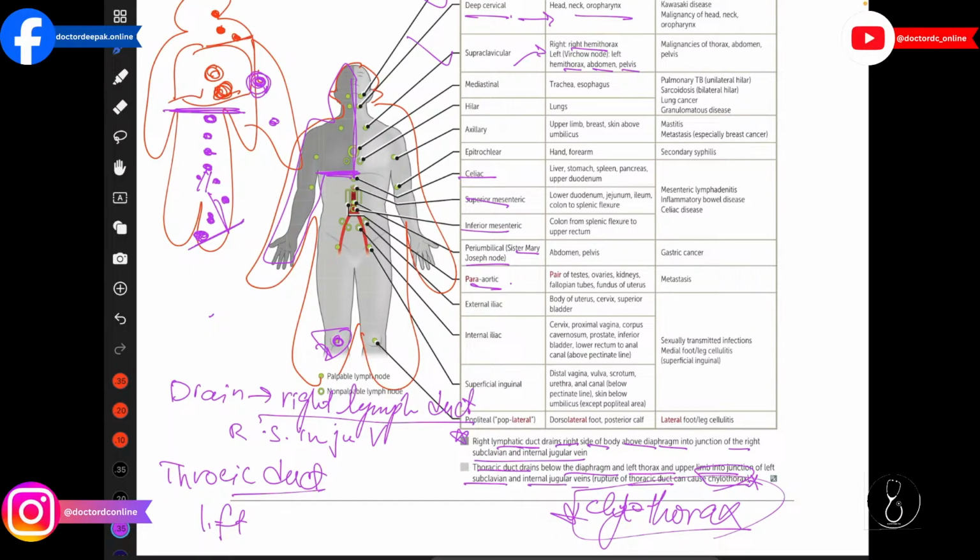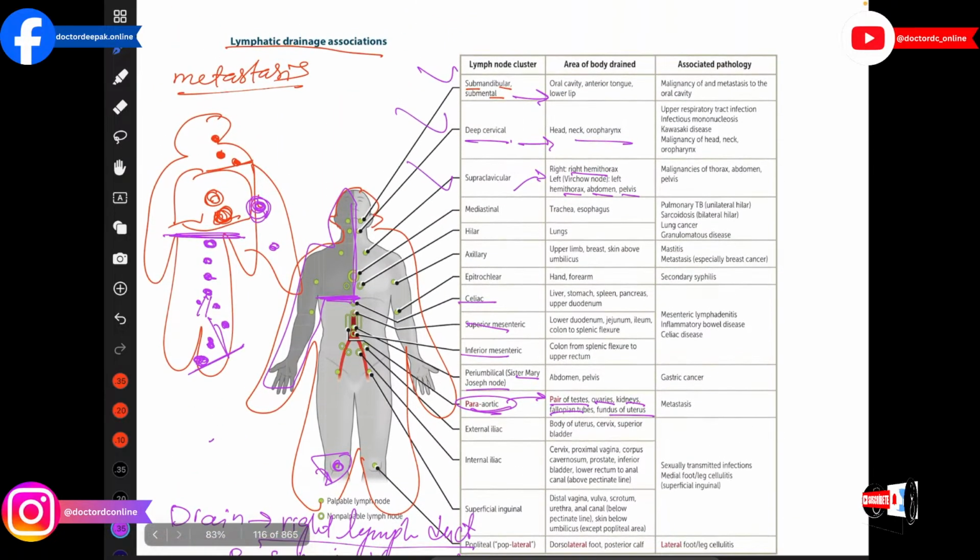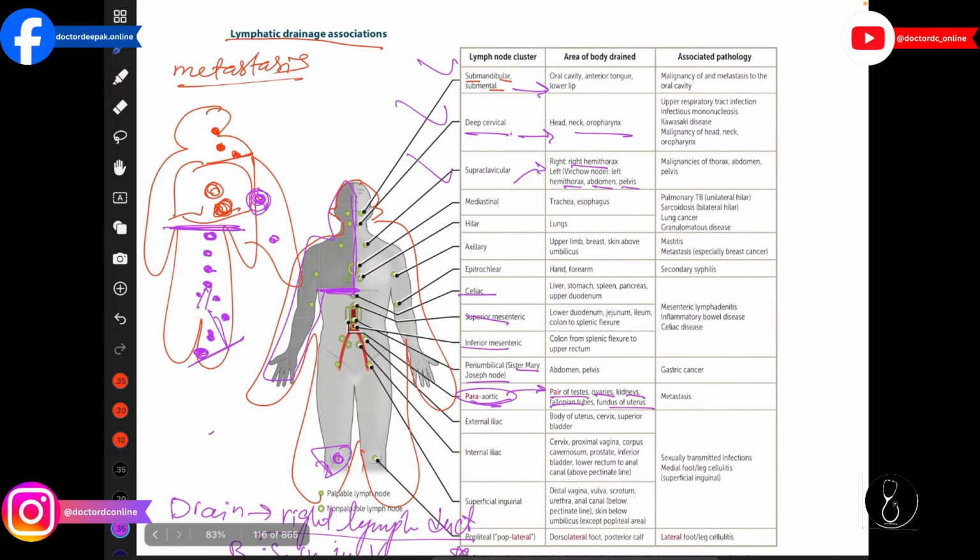And this is important, like the para-aortic nodes. You can remember that para means the pair: testes, ovaries, kidney, fallopian tube, and the fundus of the uterus. Another important thing is that the celiac artery covers liver, stomach, spleen, pancreas, and upper duodenum, so the celiac lymph node is going to cover these organs. Same for superior mesenteric, from lower abdomen to colon up to the splenic flexure. Inferior mesenteric covers colon to upper rectum, the same as the blood supplies there.